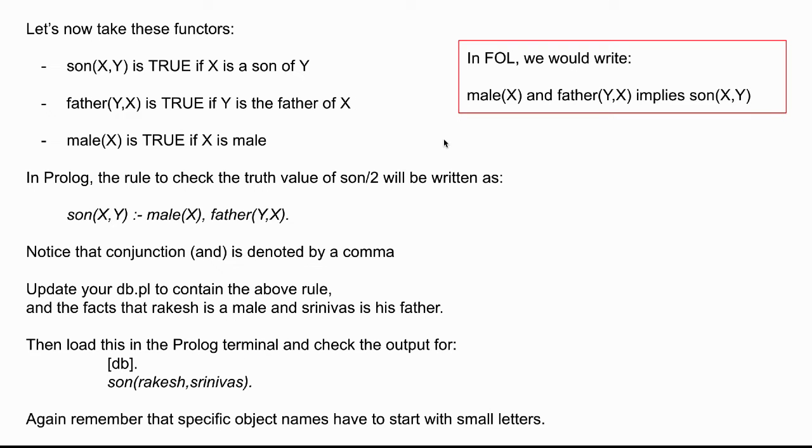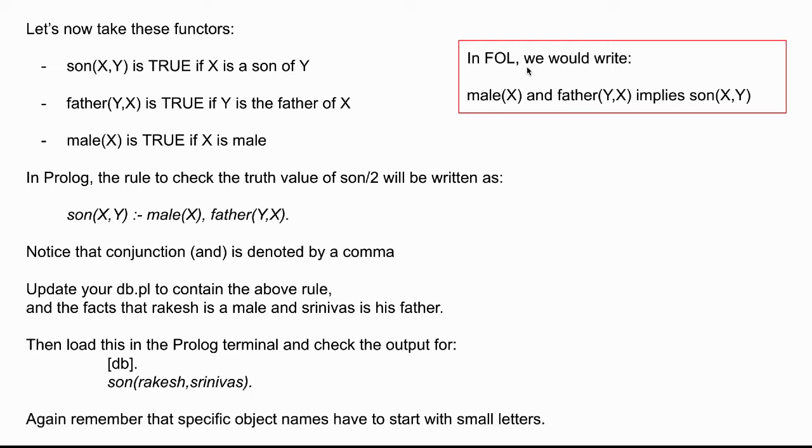So now let's take another example which is slightly more complicated. We have now three functors. We have son of x comma y. This is true if x is a son of y. Father y comma x is true if y is the father of x. And male x is true if x is a male.